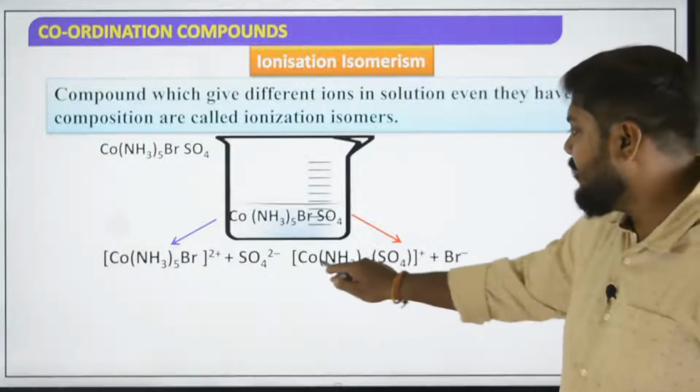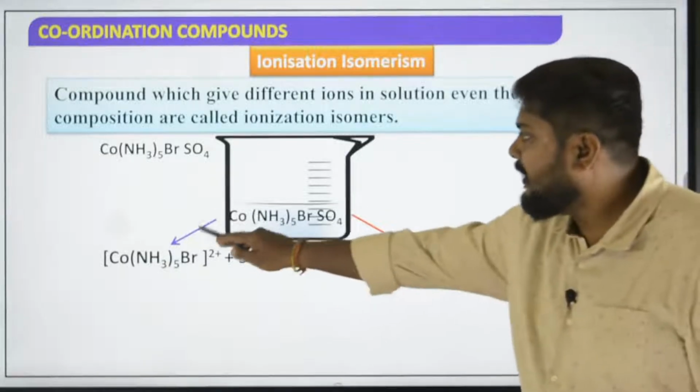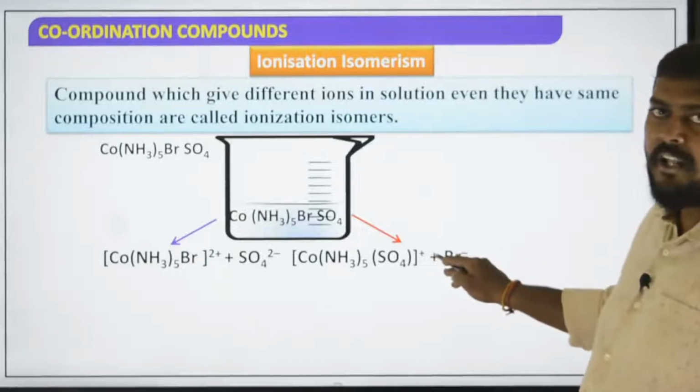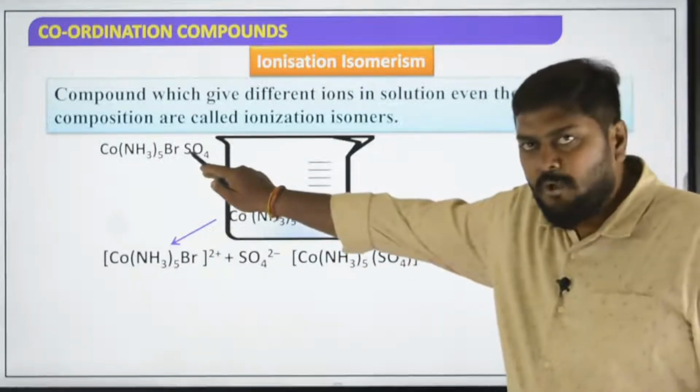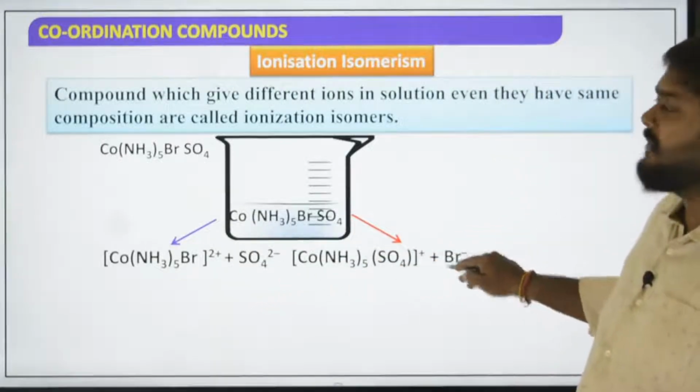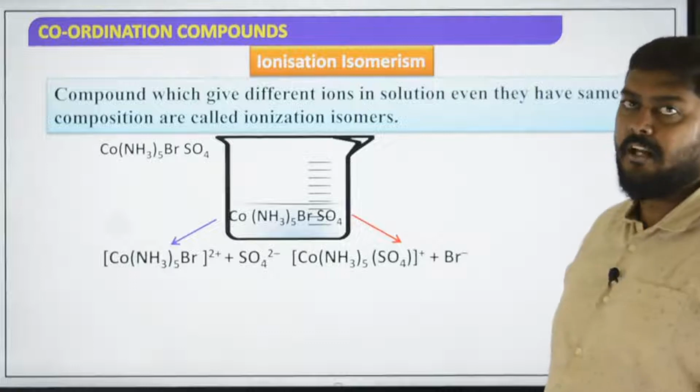Ion will differ. [Co(NH3)5SO4], what happened to this SO4? It went inside and Br came outside. What ion do we get from this complex? Br minus. See, molecular formula is same, but here I am going to get SO4 and here I am going to get Br minus. So this is called ionization isomerism.